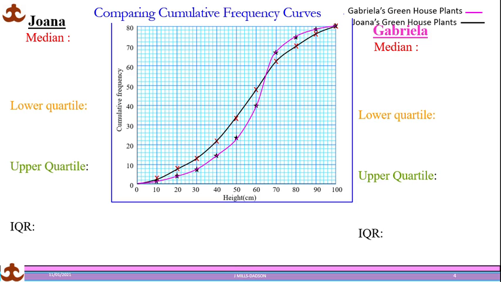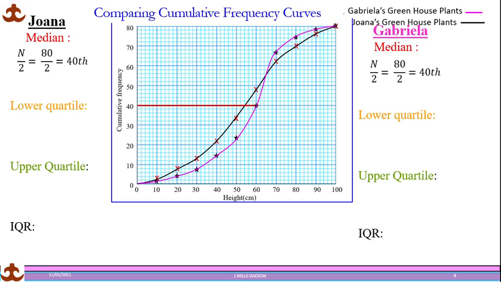They both have a total of 80 plants, so we're still going to use 80 for all of them. Sometimes in an exam, it might be different, so you need to check the total for each cumulative frequency. For this one, 80 is the total. So the median, as usual, is 80 divided by 2 for both of them. So as you can see, the 40th line for Gabriella and Joanna. So we put in a 40th line.